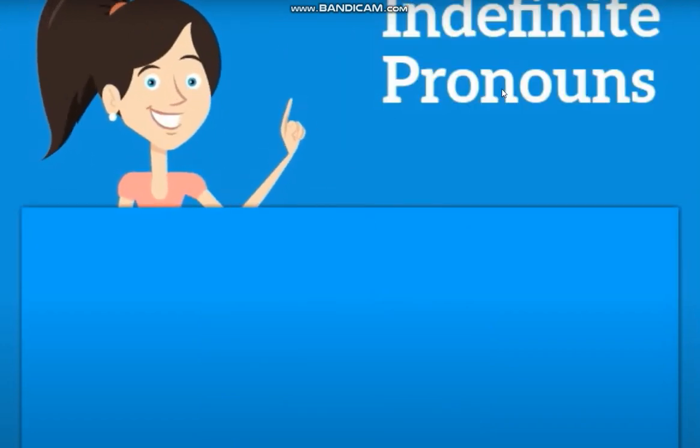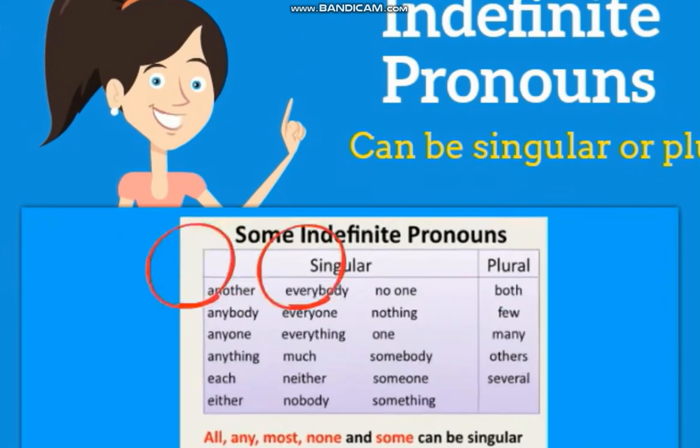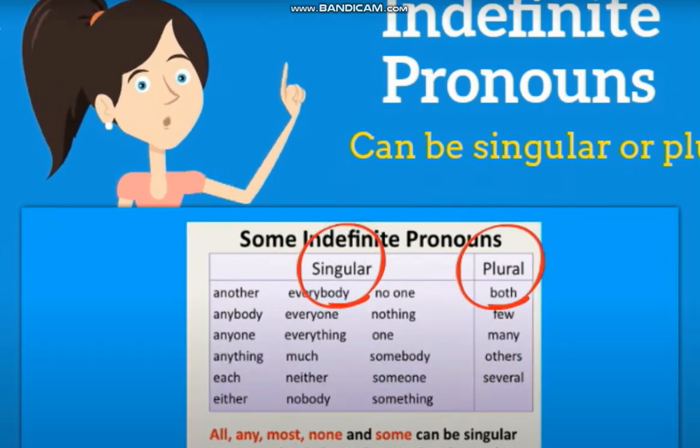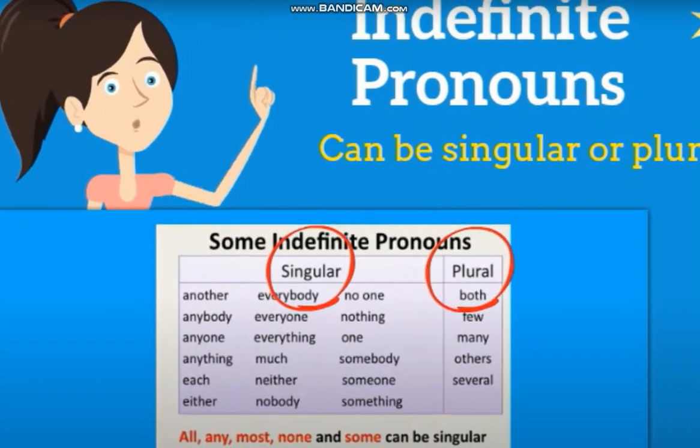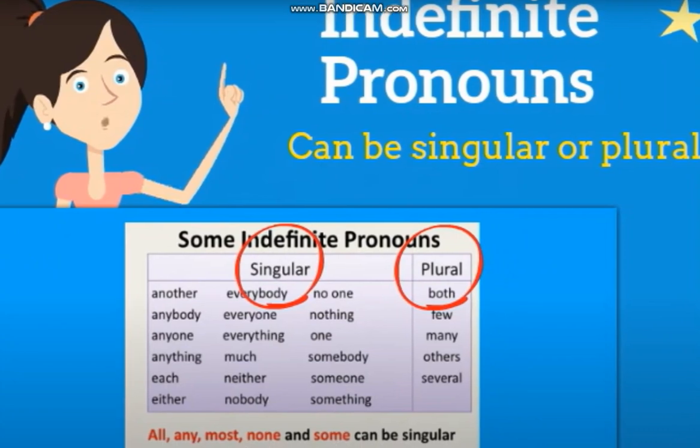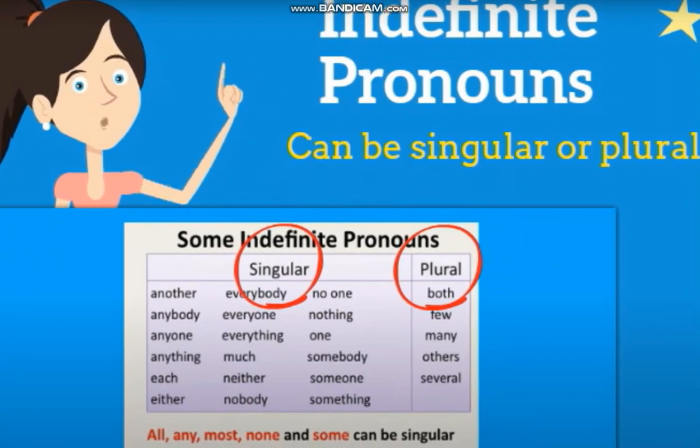Some typical indefinite pronouns are singular and some are plural, as you see on the chart. Yes, some of them are singular, whereas some of them are plural. You can see here there is a chart shown. You can say singular and plural.